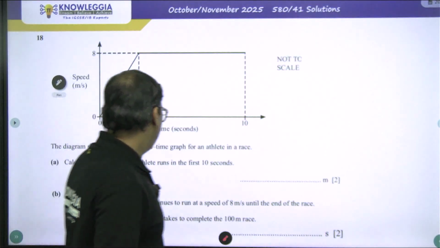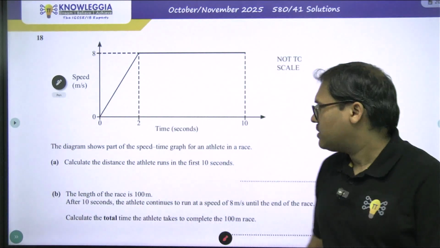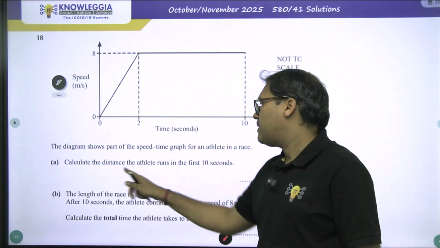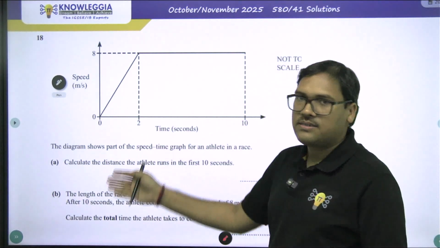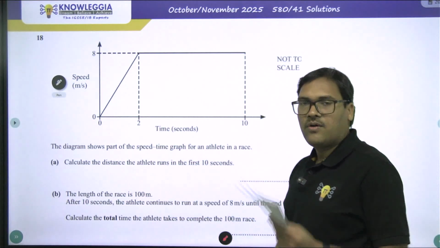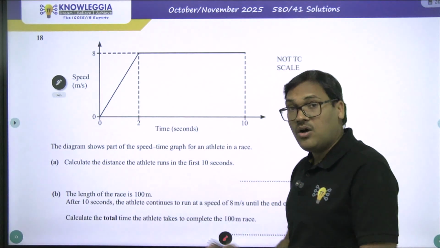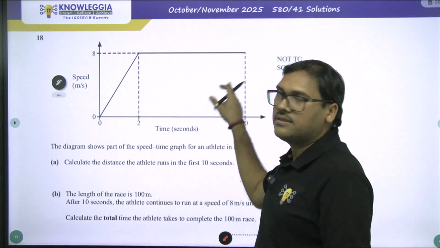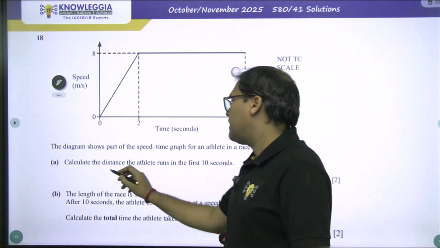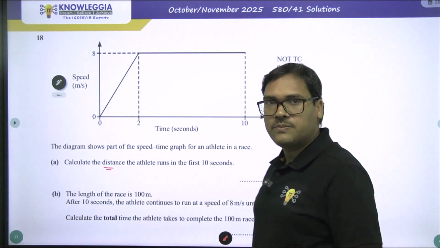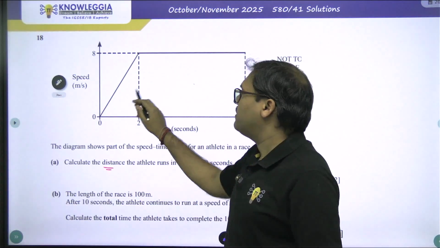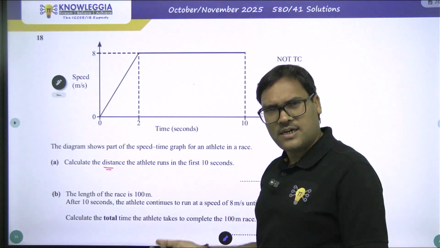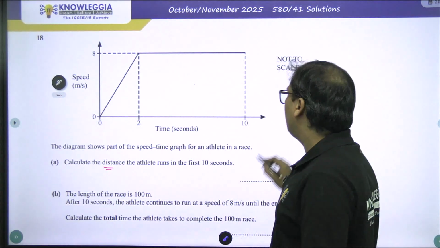Now the next question. The diagram shows a speed time graph. Calculate the distance in the first 10 seconds. Now, on a speed time graph, how do we calculate the distance? That is the area under the graph. The area under the speed graph is the distance traveled. So what is the area of this? You can use the rectangle plus this triangle, or you can use the trapezium area. Anything is fine.